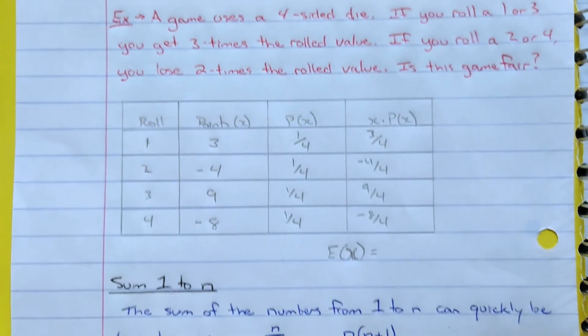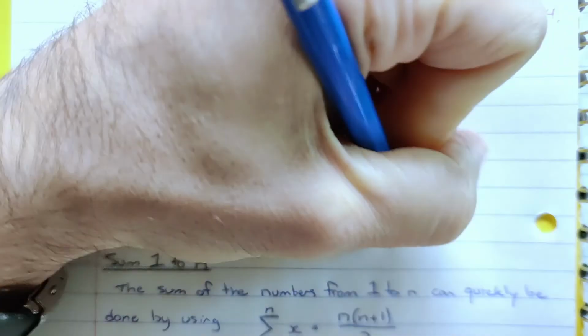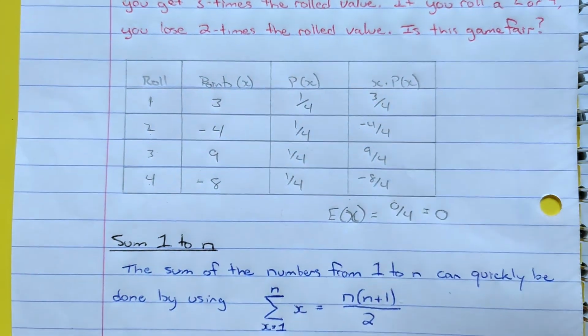To find the expected value, we have to sum all these up. So we have 3 plus negative 4, that's negative 1. Negative 1 plus 9 is going to give us 8. 8 minus 8 is 0. We get a result of 0 over 4. And so in this case, with a result of 0 over 4, that is equal to 0. So this game would be considered fair.